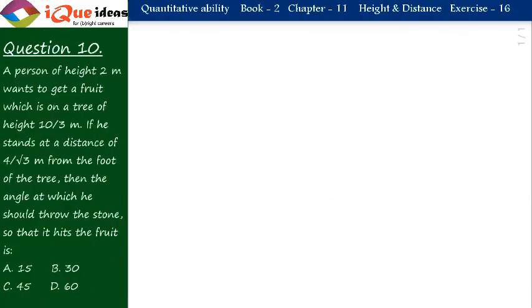Now let's take question number 10. It says a person of height 2 meters wants to get a fruit which is on a tree of height 10 by 3 meters. If he stands at a distance of 4 by root 3 meters from the foot of the tree, then the angle at which he should throw the stone so that it hits the fruit is. So let's say this is the ground, this is the tree, this is the position of the fruit. Now the person is standing here, his height is 2 meters.